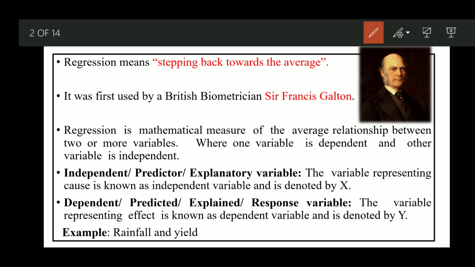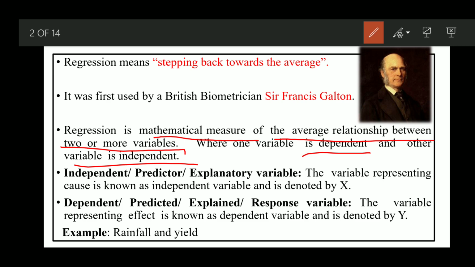So what is regression basically? It is nothing but the mathematical measure of the average relationship between two or more variables, where one variable is your dependent variable and another is an independent variable. In regression, the relationship between independent and dependent variables is expressed as a function, and such a functional relationship between two variables is termed regression.